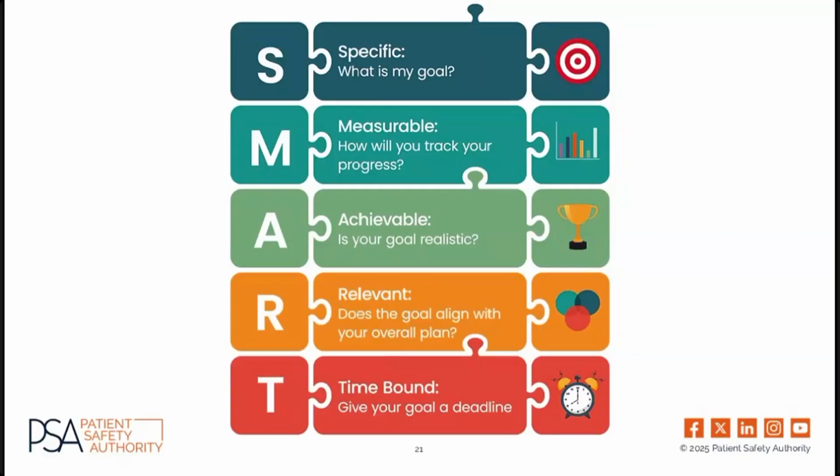We next want them to be measurable. We want to make sure that we have a way to track our progress. We need some baseline information to start with, and then how are we going to track that to see how we've done with the project over time.